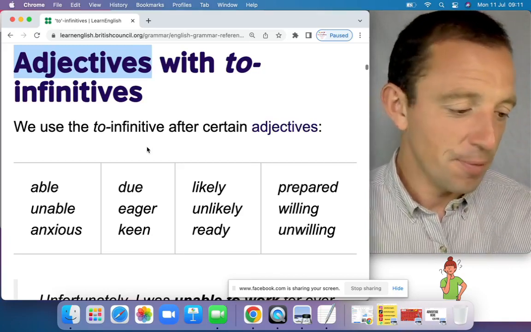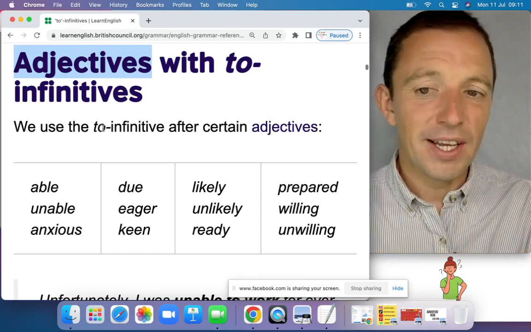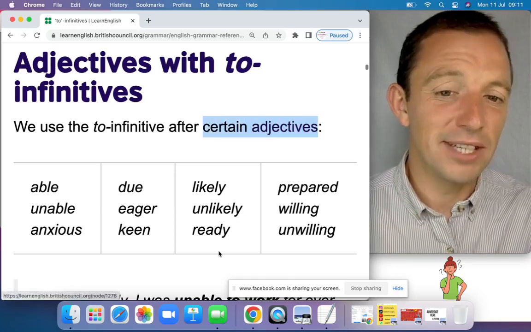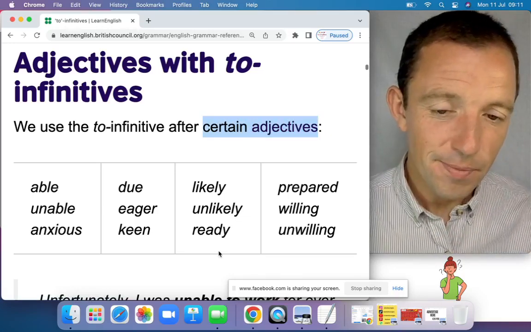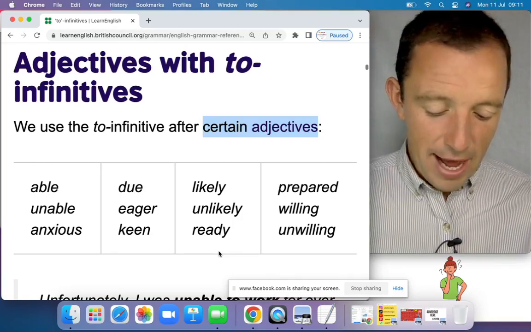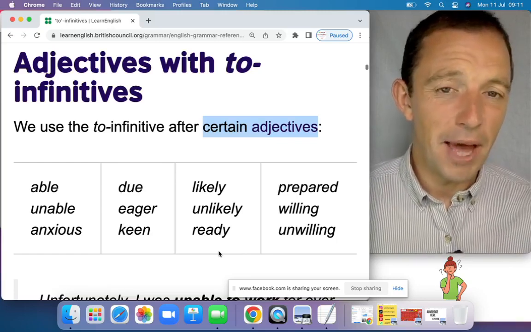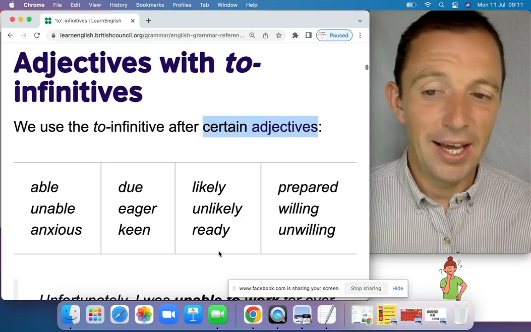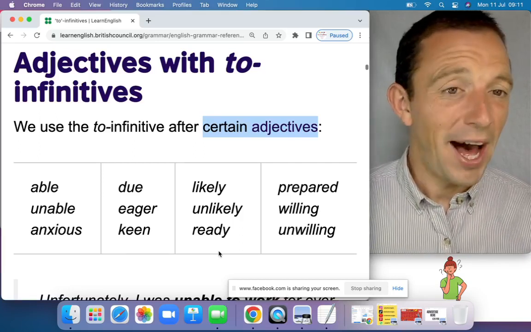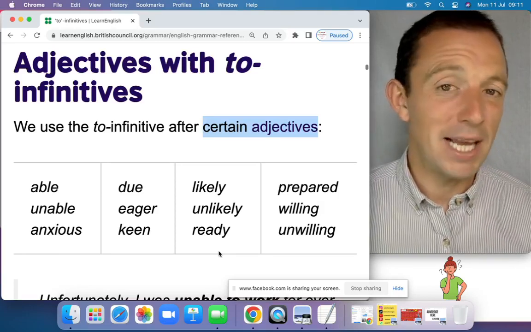Okay, let's go. So we use the to infinitive after certain adjectives, and this is very important because people make this confusion a lot. So after the adjective able, I am able, we typically have the infinitive. I am able to go to the party. I am able to visit my friend. I am able to travel. So after the adjective able, we typically have the infinitive, and there's many, many examples we can make.